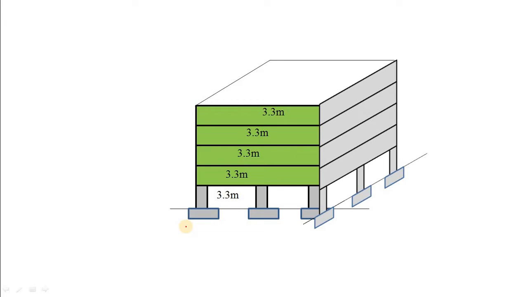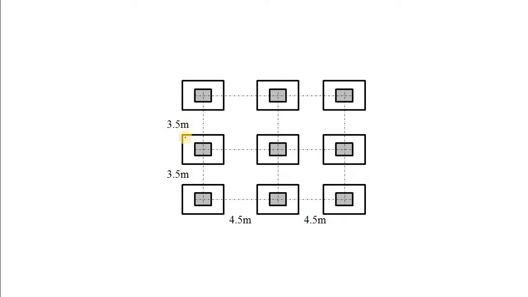Well, let's see. This is the plan area and the column to column distance is 3.5 meter in one direction and in another direction it is 4.5 meter.